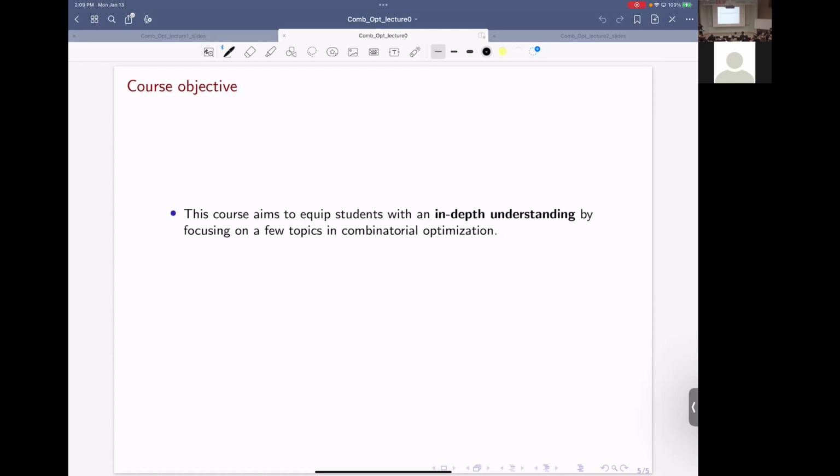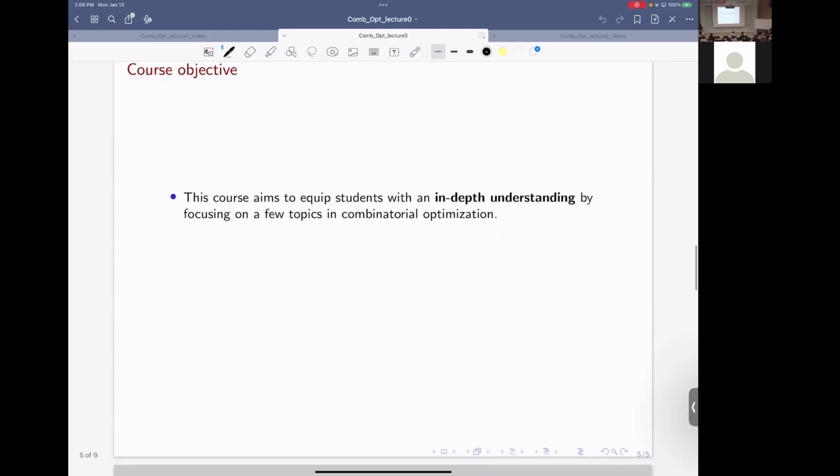But I was thinking about what to cover and what would be the best way to deliver good ideas and important things about this topic. So I have decided to focus on a few problems, like 2 or 3, and cover them in depth. I'll try to give you as many ideas as possible from a small number of topics, which I think are most important in the modern area of algorithms. That's the main objective.